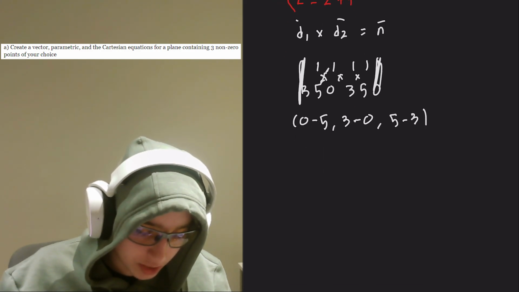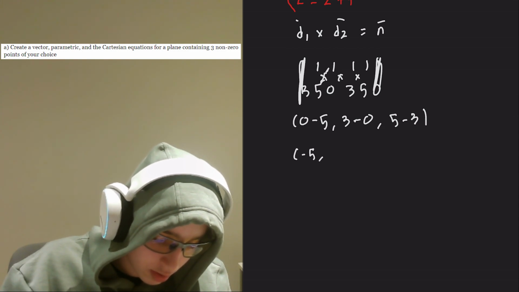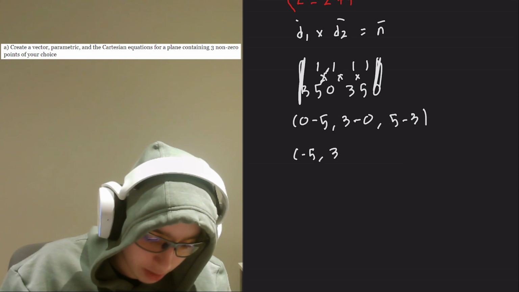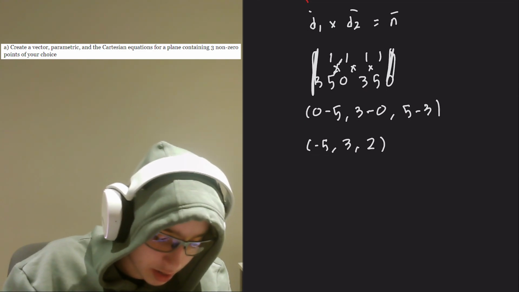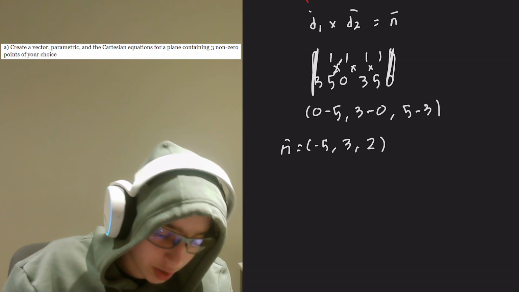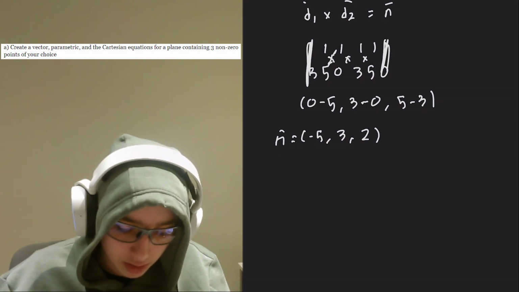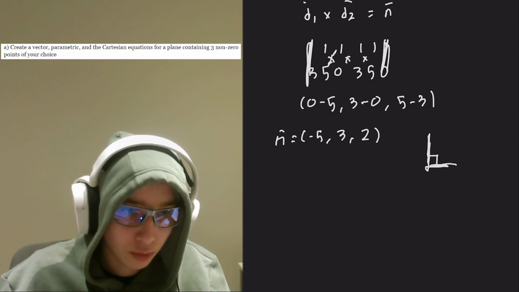So here's our point. We just gotta apply it, and we'll go 0 minus 5 is negative 5, 3 minus 0 is 3, and 5 minus 3 is 2. And this gives us our normal vector, which is negative 5, 3, and 2. I'll just write normal vector right there. And this normal vector is basically perpendicular to our direction vectors, creates a 90-degree angle with it.